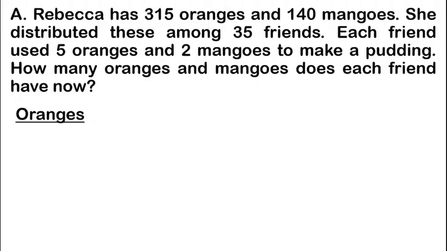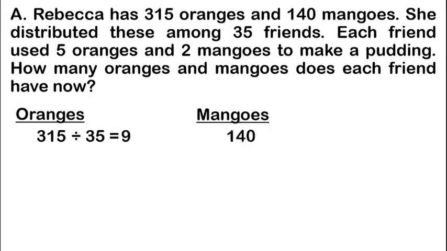So oranges, Rebecca has 315 oranges. And from the keyword distributed, we need to divide it by 35. So 315 divided by 35 would be 9. And let's go with the next important information, which is mangoes. She has 140. So 140, we need to divide it by 35 friends who will share the total of this fruit. 140 divided by 35 would be 4.